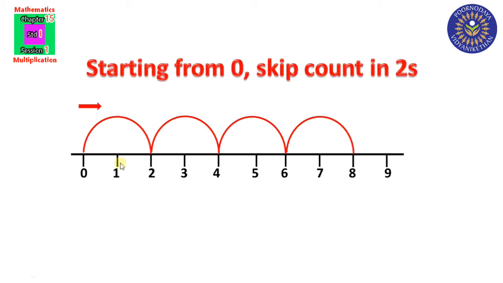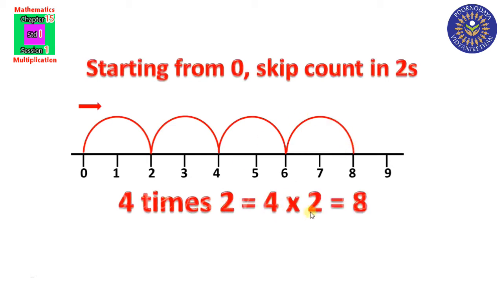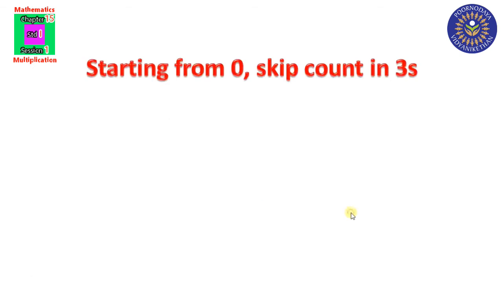Children, skip counting is adding a fixed number. Now you see here 2 plus 2, 4. 4 plus 2, 6. 6 plus 2, 8. Or how many times we skipped? 1, 2, 3, 4. 4 times 2. Isn't it? 4 times we skipped 2 and we reached on 8. That means 4 into 2 is equal to 8. Did you understand?